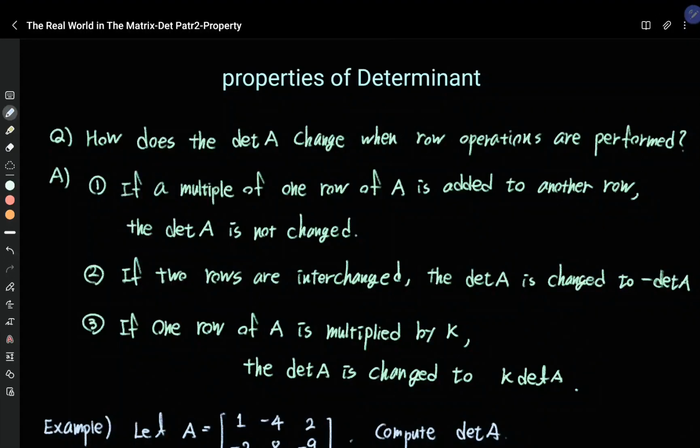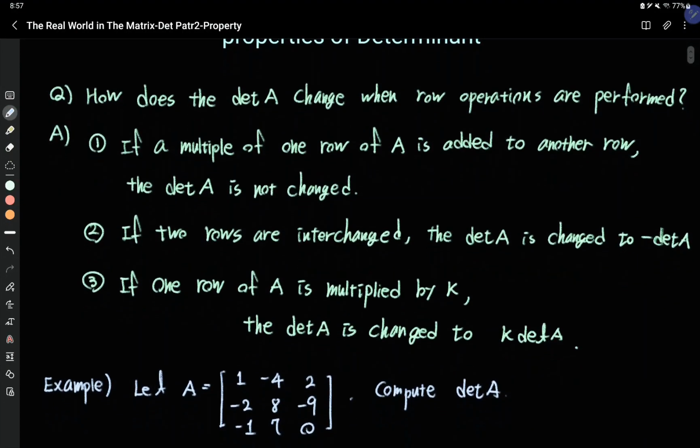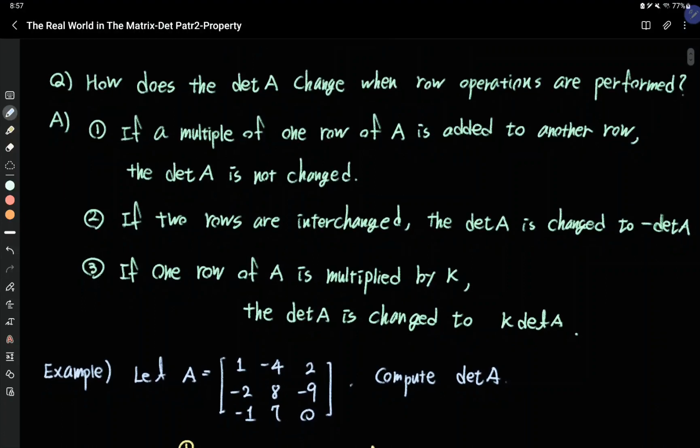Hello everyone. In this video, I'm gonna go through the properties of determinants. This is the second video of the determinant lecture series. So here's a question: how does the determinant of A change when row operations are performed?